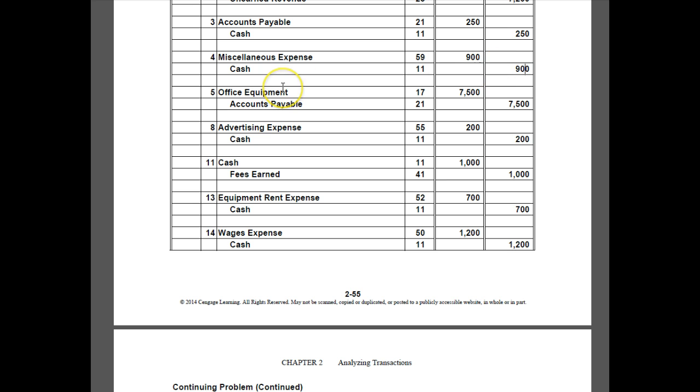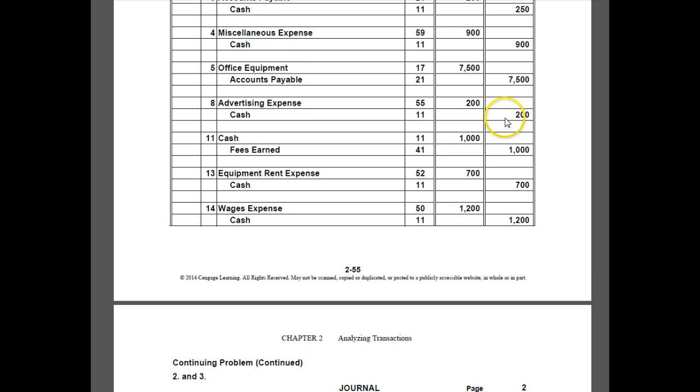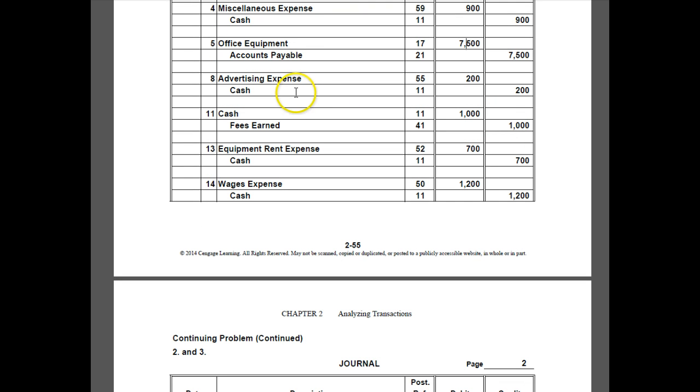Bought some office equipment. Can't have an office without some equipment, so that was $7,500. Again, that's an asset account, right? And instead of paying cash, it went into accounts payable. Paid for some advertising, straight up. Advertising expense, evidently, is just for the month, and credited cash.